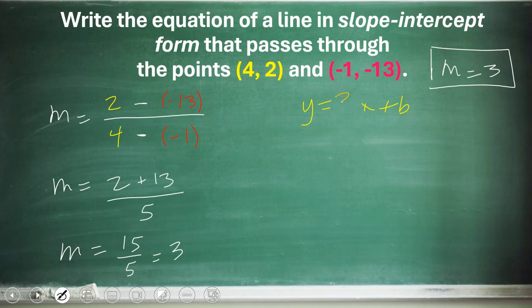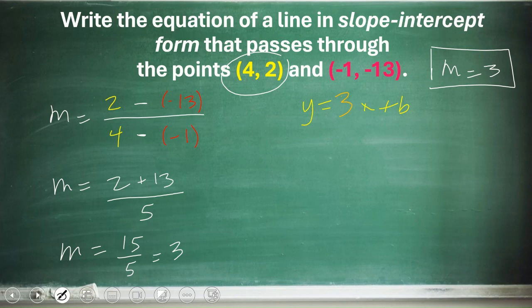So there we go. Now, math is about substitution, and so to find b, I'm going to either pick my point 4, 2 or my point -1, -13, and everywhere I see y, I'm going to substitute the y value. Everywhere I see x, I'm going to substitute the x value. Because I prefer positive numbers, I am choosing 4, 2. So everywhere I see y, I'm going to substitute 2, and everywhere I see x, I'm going to substitute 4.